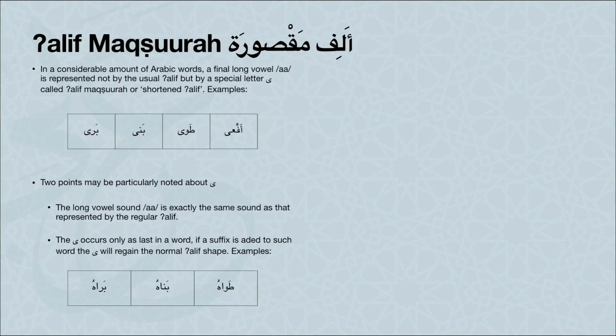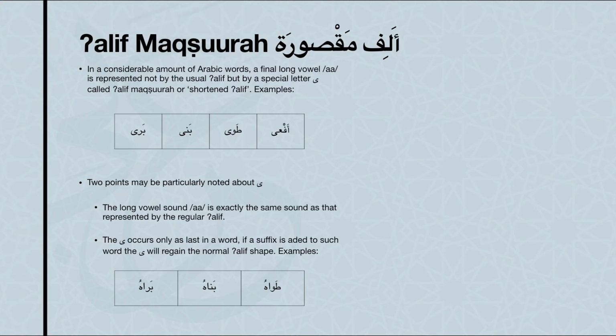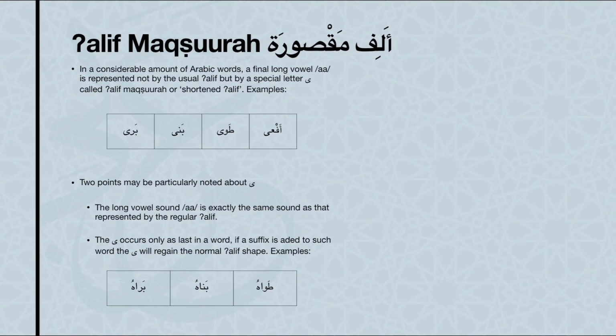Alif maqsura. Alif maqsura is basically just another variation of the shape of alif. There is a considerable number of words with it, unfortunately. It is final, and I would like to emphasize the fact that it's final. So it never happens in the middle of the word or at the beginning of the word. It's always final. The final long vowel a is represented not by the usual alif, but by a special letter that looks like a ya but without dots, called alif maqsura, or basically the shortened alif.